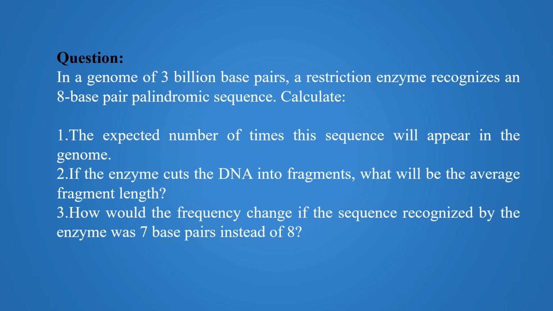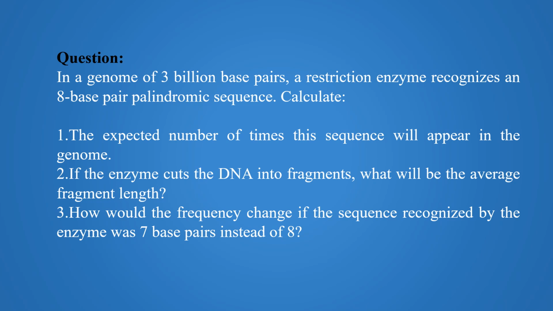How often do these restriction sites appear in DNA? This is known as the recognition frequency, and it depends on the length of the sequence. So, for instance, if a restriction enzyme recognizes a 6 base pair sequence, the probability of finding it is 1 in 4 to the power 6. If it is 8 base pair, then 4 to the power 8, and similarly.